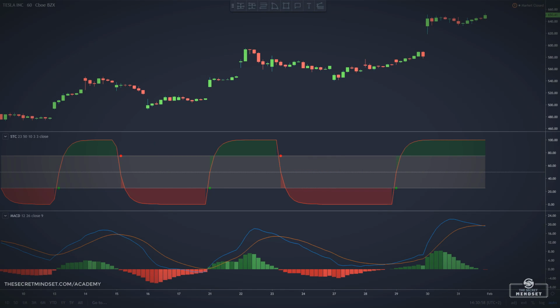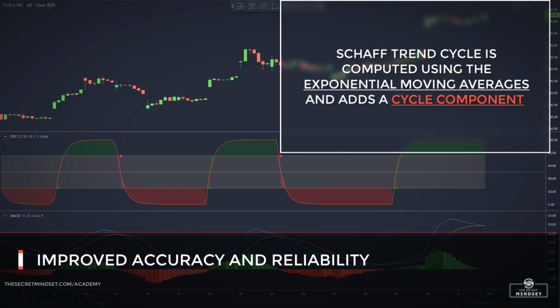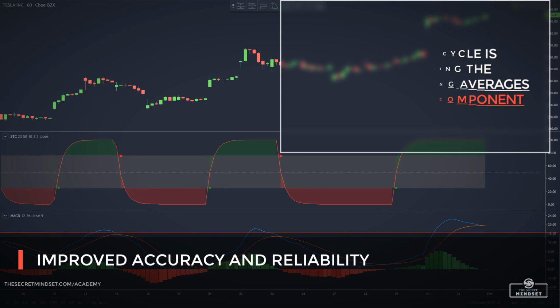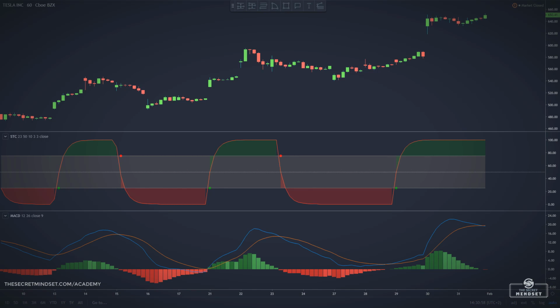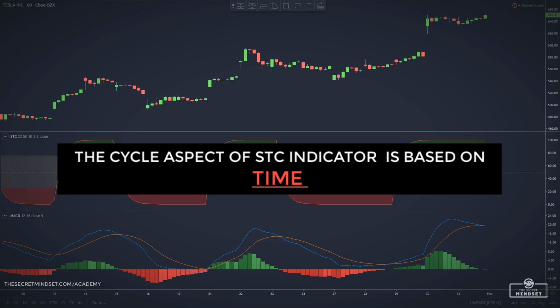While the Schaff Trend Cycle is computed using the same exponential moving averages as the MACD, it adds a novel cycle component to improve accuracy and reliability. While MACD is simply computed using a series of moving averages, the cycle aspect of the Schaff Trend Cycle is based on time, for example, number of days.